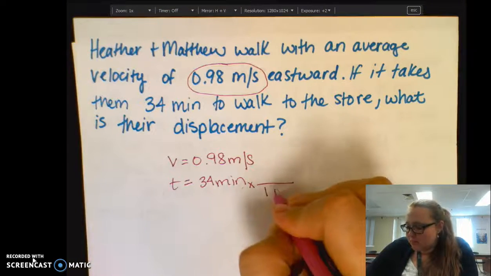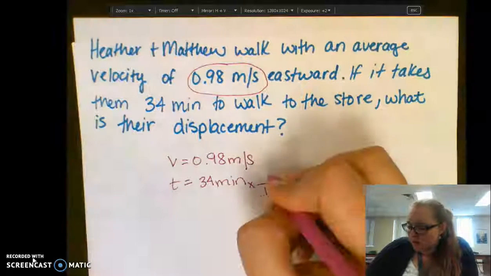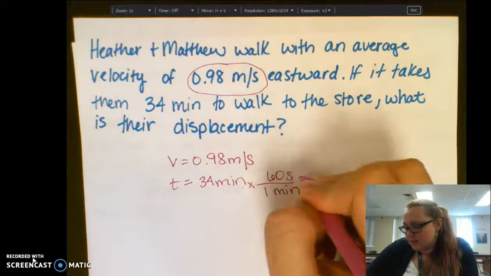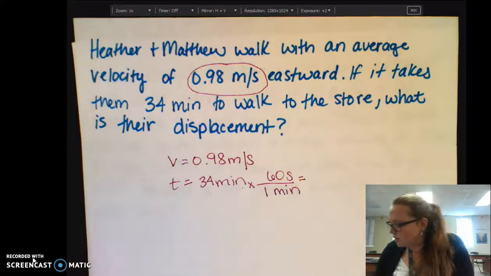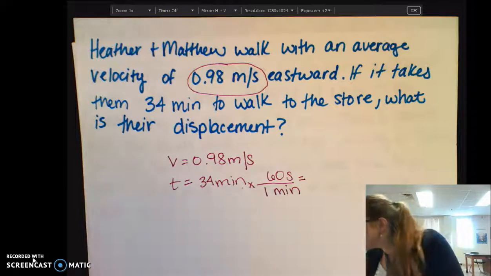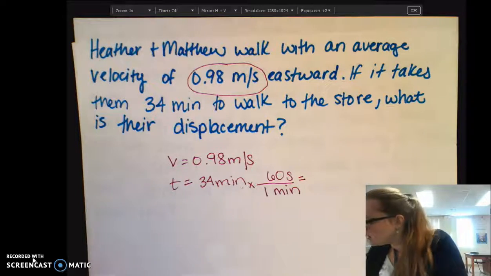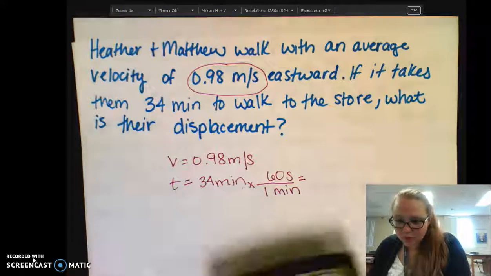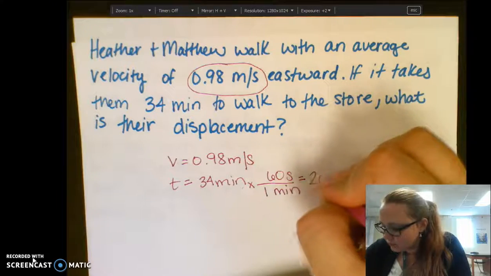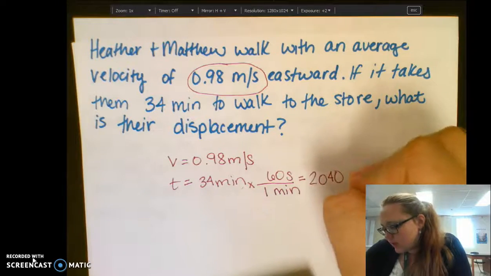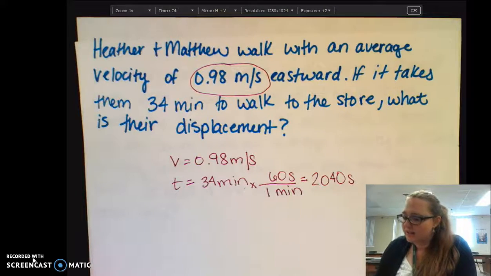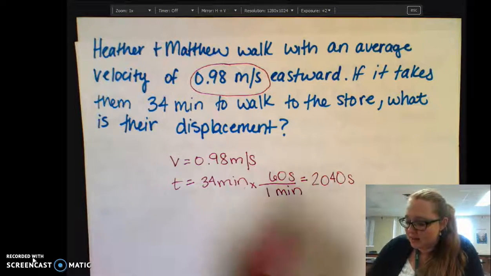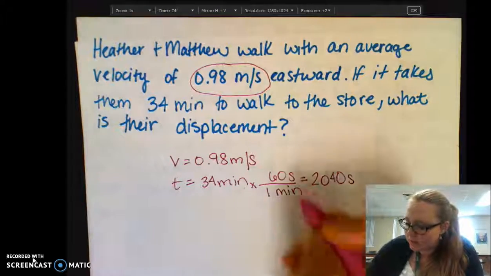So we know in 1 minute there are 60 seconds. So 34 times 60 is 2040 seconds. Now it says what is their displacement.